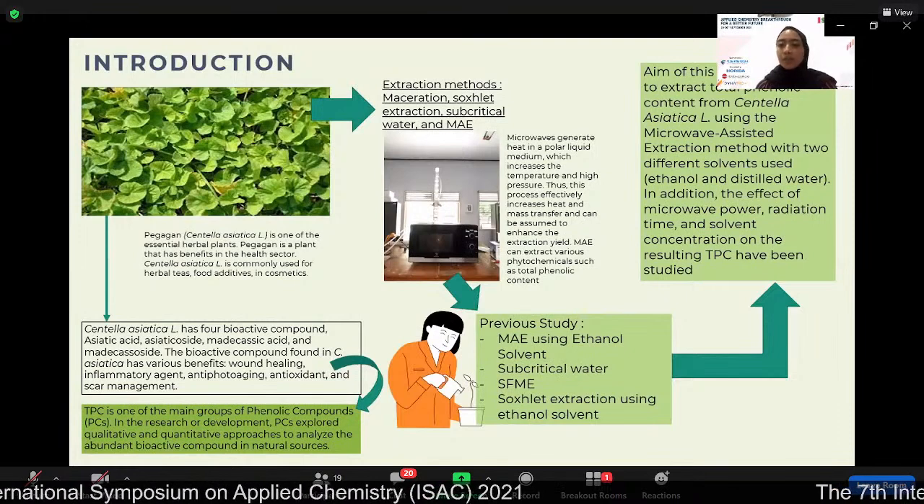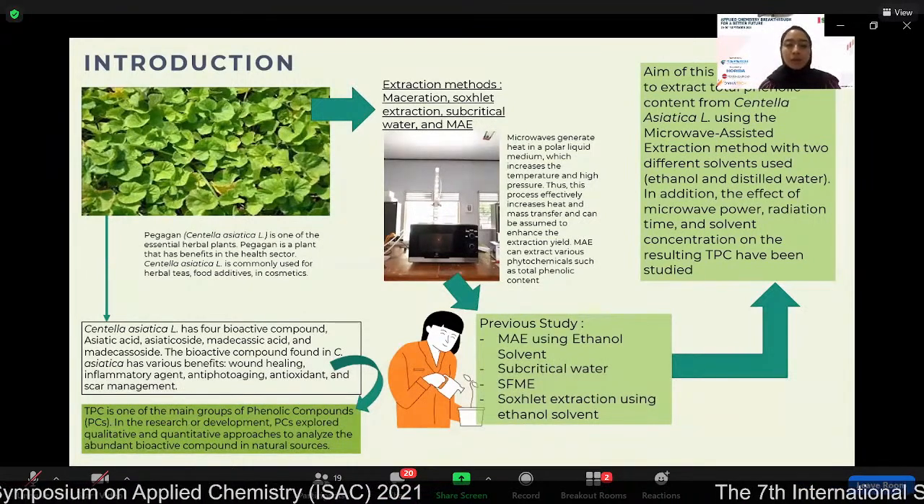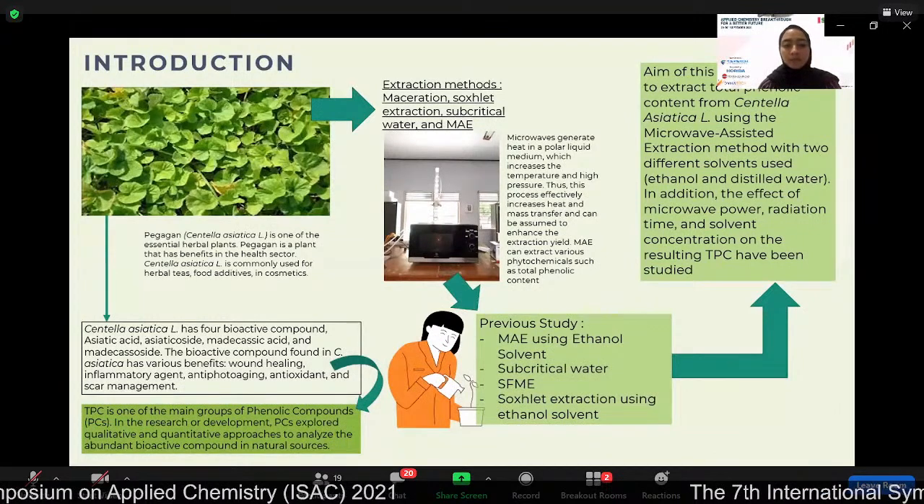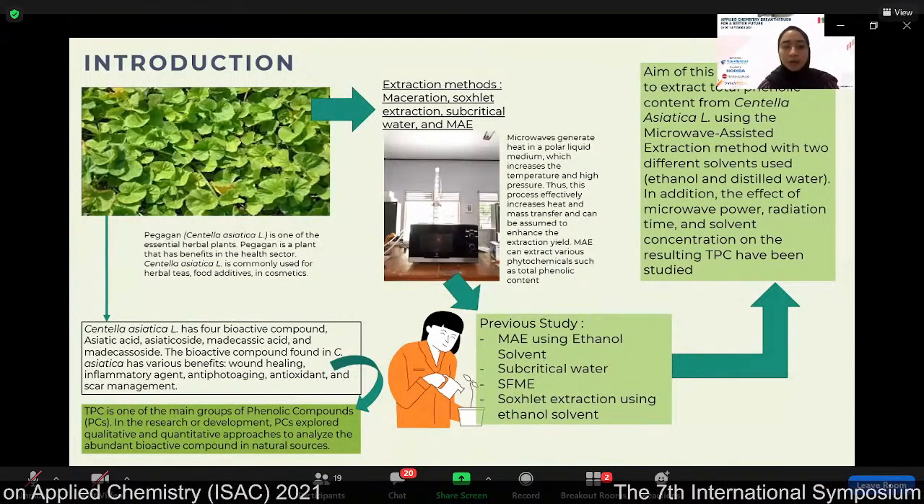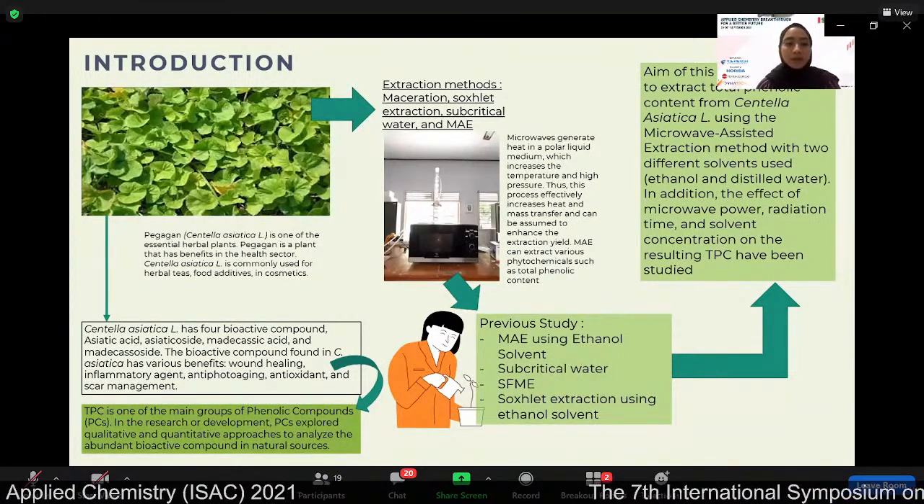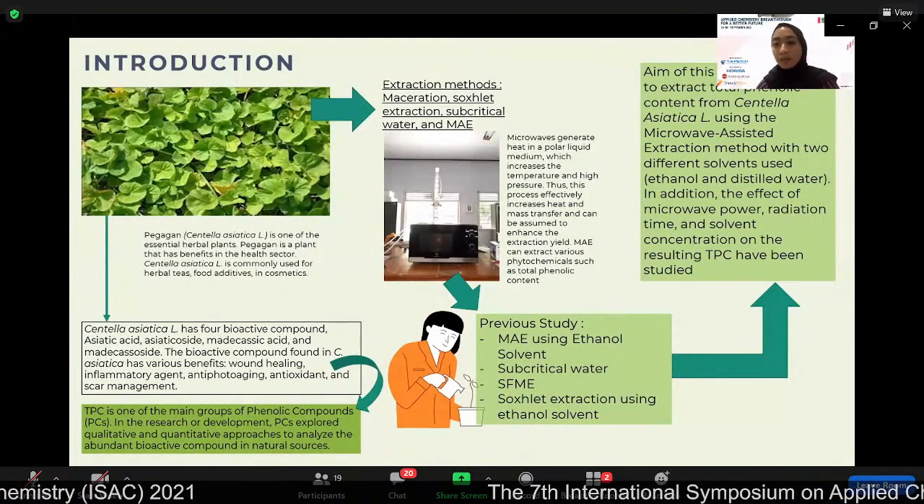In addition, the effect of microwave power, radiation time, and solvent concentration on the resulting total phenolic content has been studied. Why do we use total phenolic content for this study? This is because TPC is one of the main groups of phenolic compounds, where in research or development, phenolic compounds explore qualitative and quantitative approaches to analyze the abundant bioactive compounds in natural resources such as Centella asiatica.